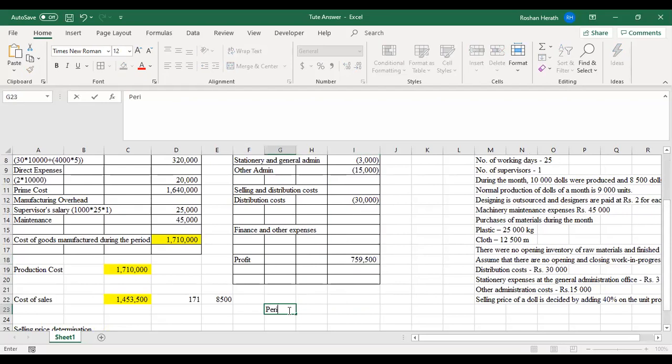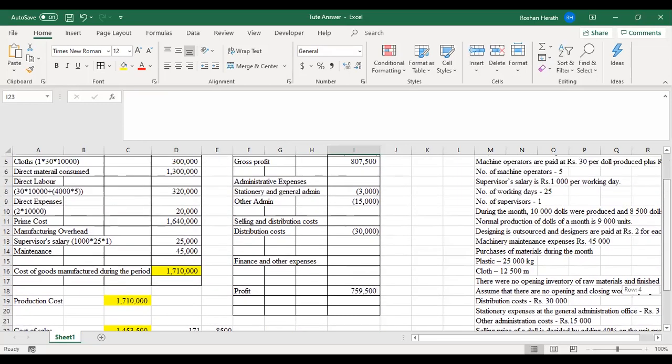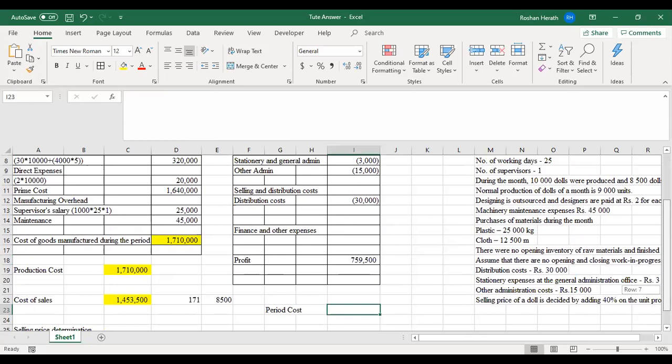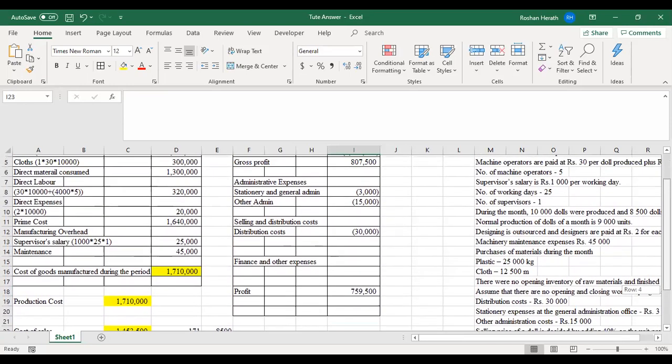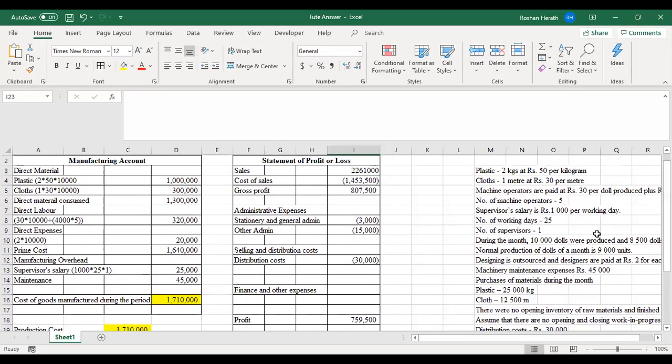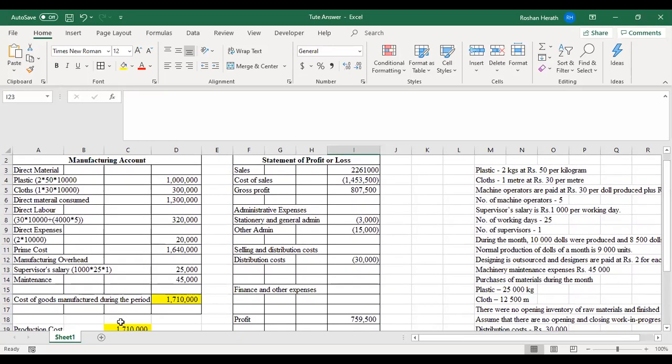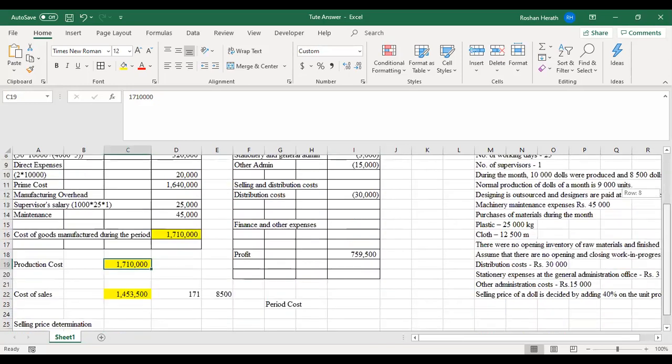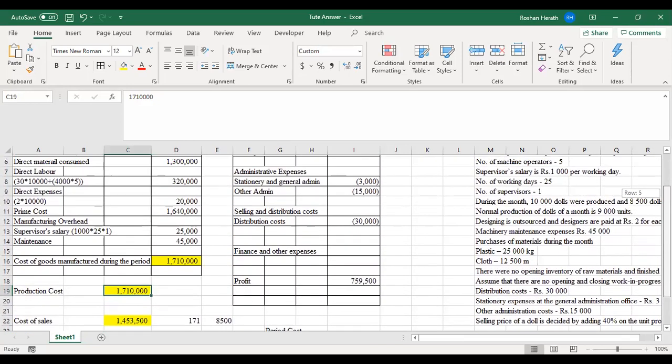How much is the period cost? This is pretty much important in case of your exams. So this has continuously being tested. So therefore you must be pretty much clear with the period cost and the product cost. The product cost is the cost that you incur to manufacture a product. So it is 1.71. The period cost is the cost that you charge as an expense for the period.